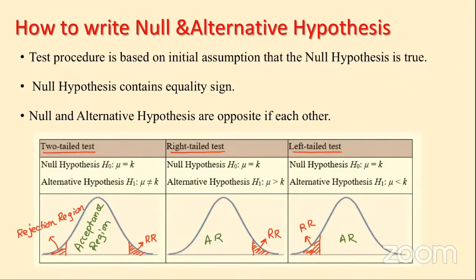If there is a not equal to sign in the alternative hypothesis, it is a two-tail test. If it is greater than in the alternative hypothesis, right tail test. If it is less than in the alternative hypothesis, left tail test. You have to remember that much. Any question before we move on? We don't use less than or equal to, because equal to is exclusively for the null hypothesis.